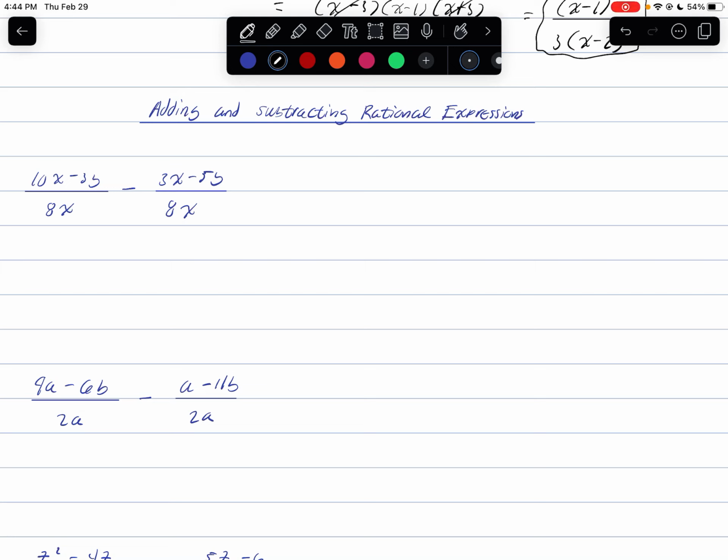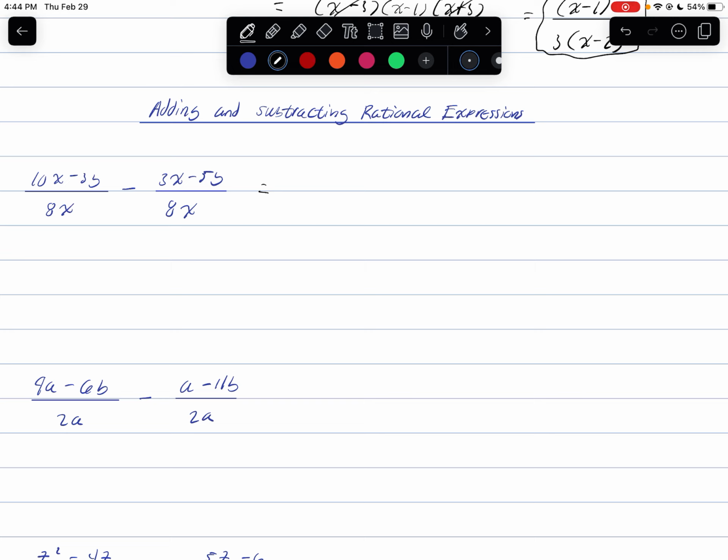In this video, we are going to talk about adding and subtracting rational expressions. So let's start with a few fairly simple examples, and these simple examples are going to involve situations where we have a common denominator. For this first one, we have (10x minus 3y) over 8x minus (3x minus 5y) over 8x as well.